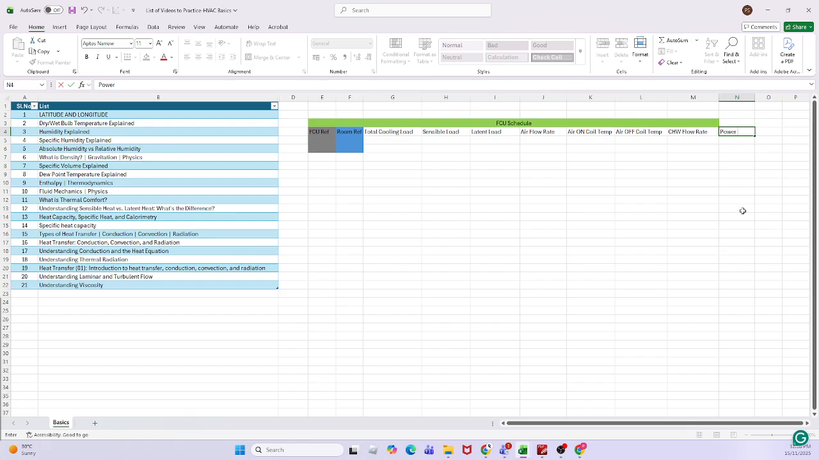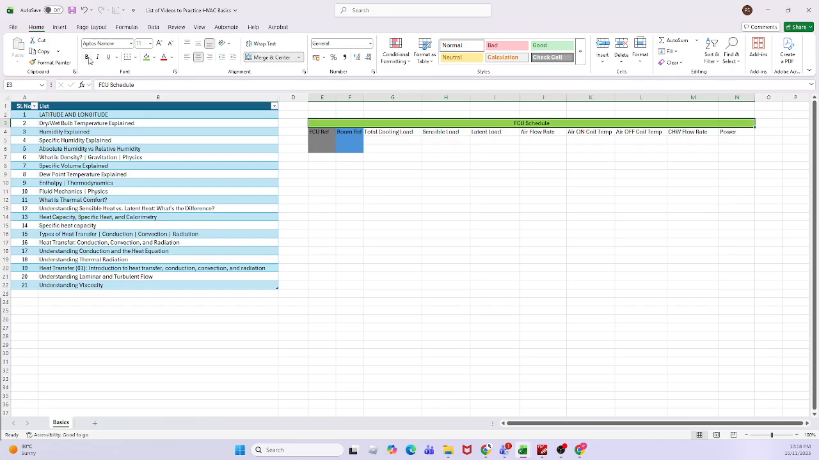Power is nothing but electrical load. What else will you find? What else do you want to know in the electric drive, in the FC schedule? For example, you want to study the equipment schedule. Okay, so first we will start with the FC schedule.